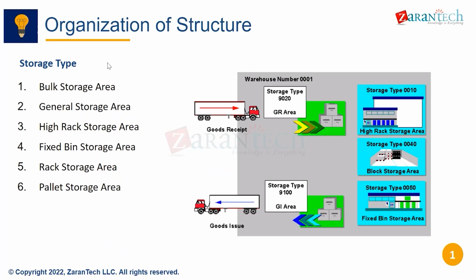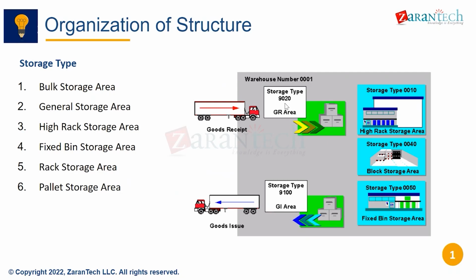You'll have different types of storage, as I was saying, storage type. You see here the goods receipt area in the warehouse. As soon as we receive stocks into the warehouse, whether from the production line, from an external supplier or from any other plant, the area where stocks come in will be represented as a separate storage type.